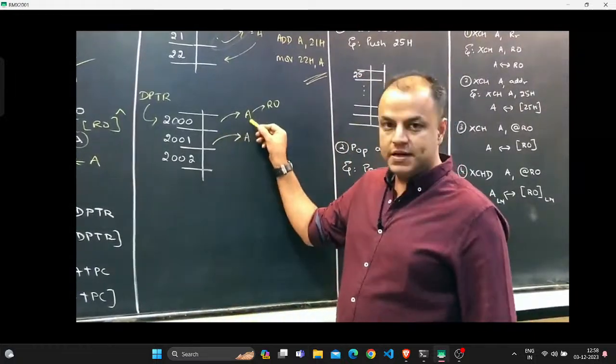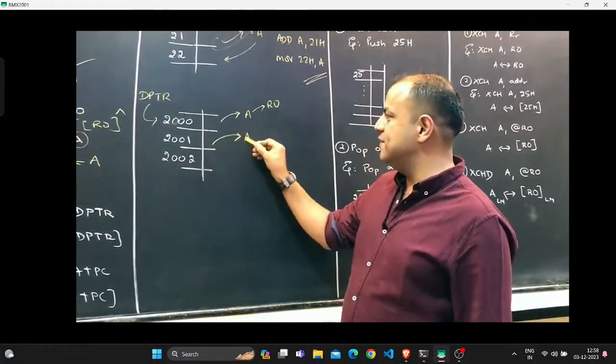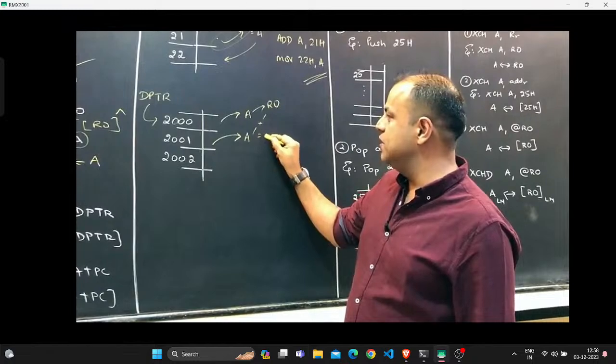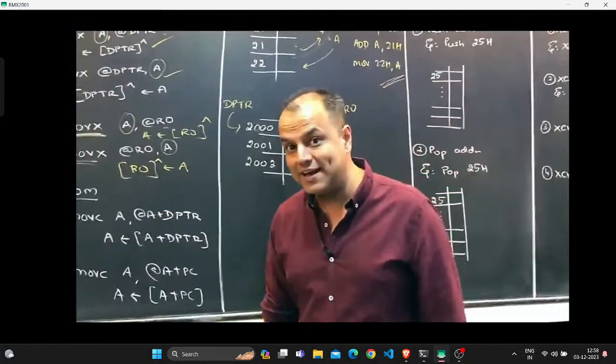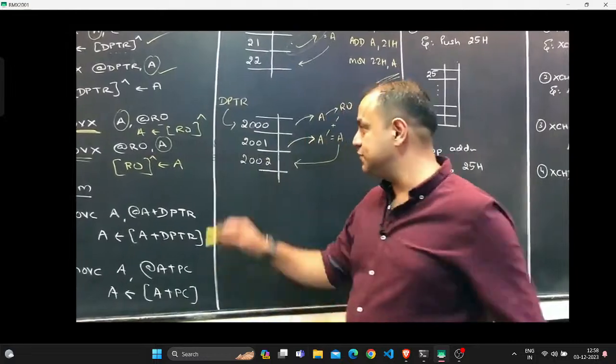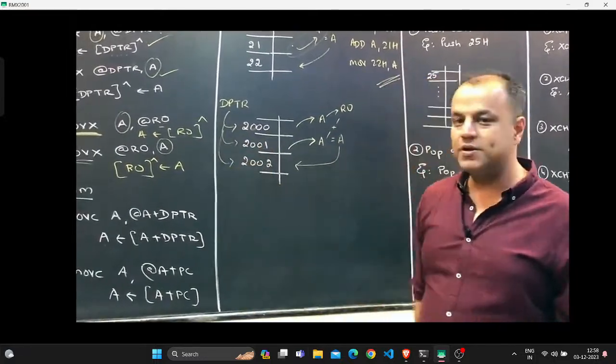So take the first number in A, transfer into R0, take the second number in A, now add A and R0. Answer will come in A, store that answer at location 2002. That too again not by direct addressing, by going on incrementing DPTR to access. For every location that you want to access, you need to increment DPTR.